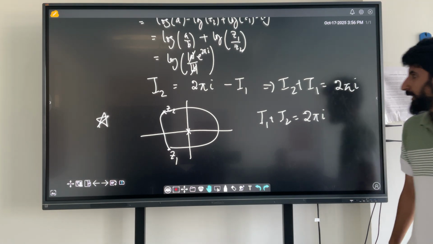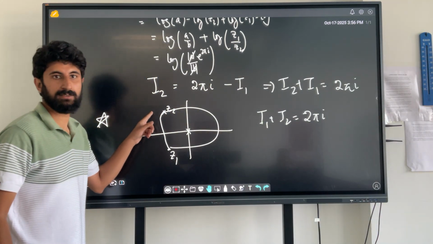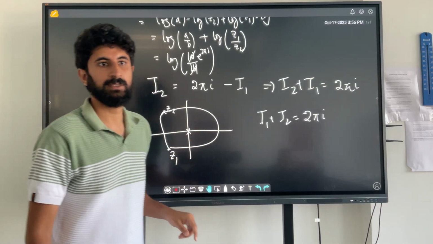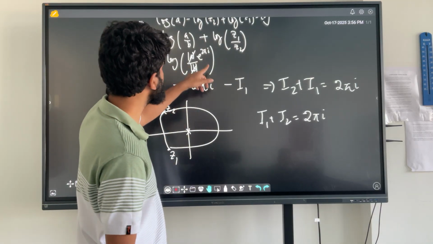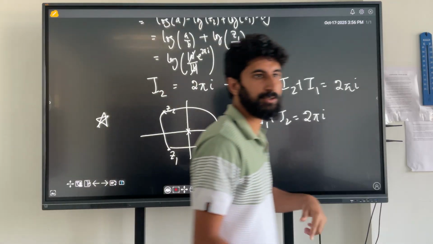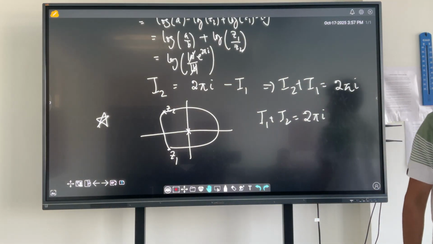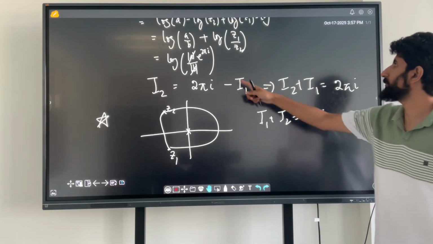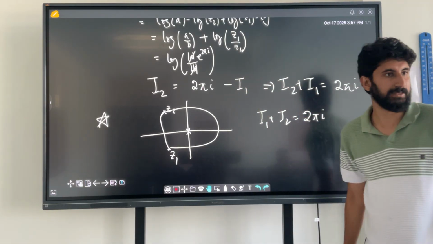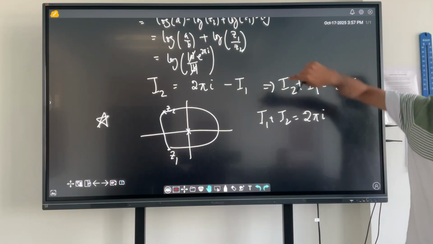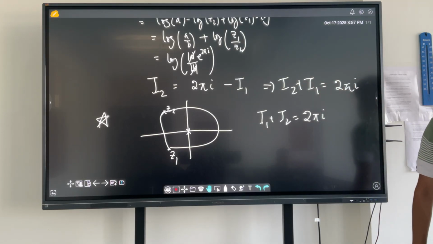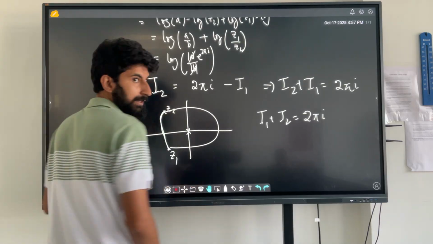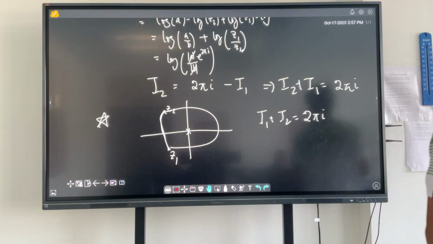But he will associate different values to I1 and I2. We associated with I1 just log Z2 by Z1, and with I2 we associated 2 pi I minus log Z2 by Z1. He will do it the other way around. He will see 2 pi I in this curve.